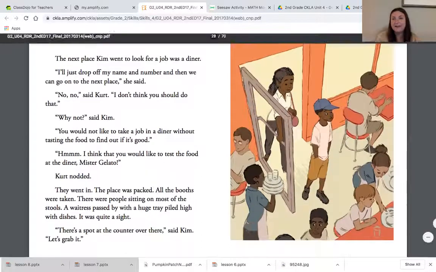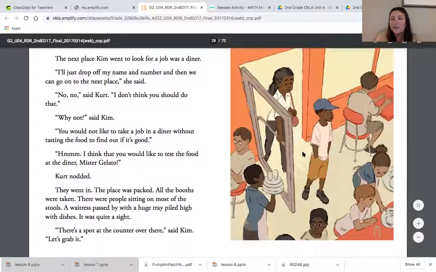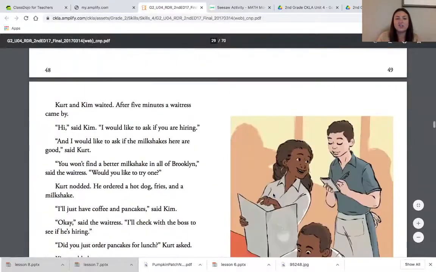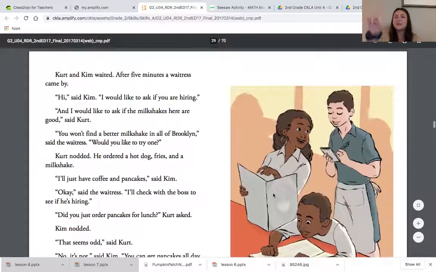"Let's grab it." All right, if I look at my illustration, my picture clue, I see Kim and Kurt entering the diner. I see a lot of people. I do see a waitress carrying a lot of dishes. All right, top of the next page, you can take your finger and place it right on my first word, Kurt.